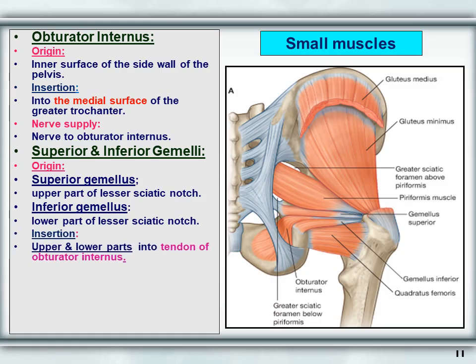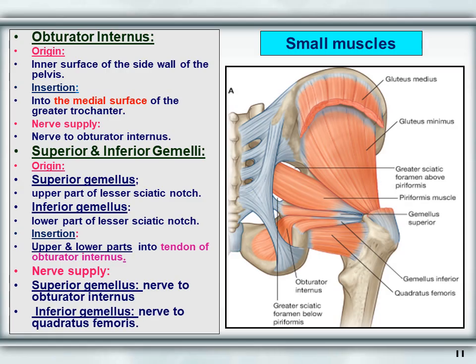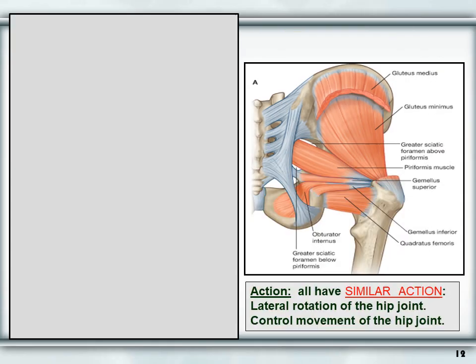Insertion: the upper and lower part of the tendon of the abductor interosseous. The insertion of the superior and inferior gamma muscles is the upper and lower part into the tendon of the abductor interosseous. The superior gamma supplies the abductor interosseous, and the inferior gamma supplies the quadriceps femoris.